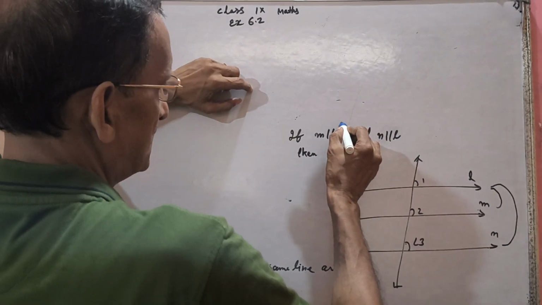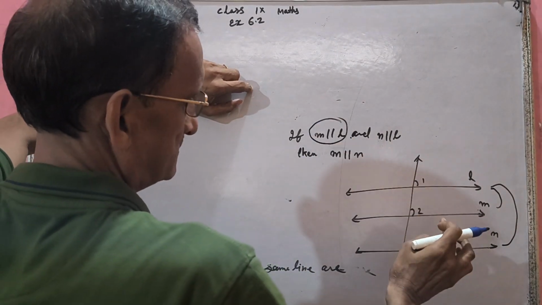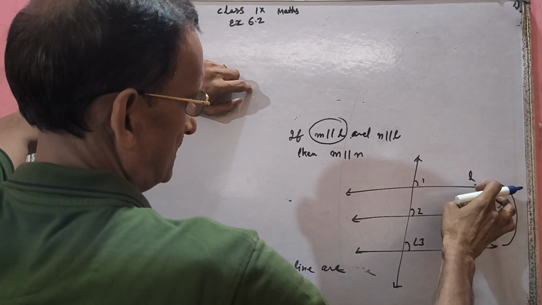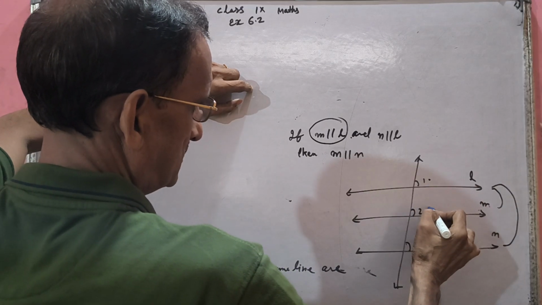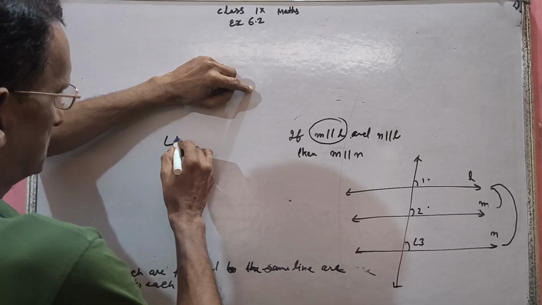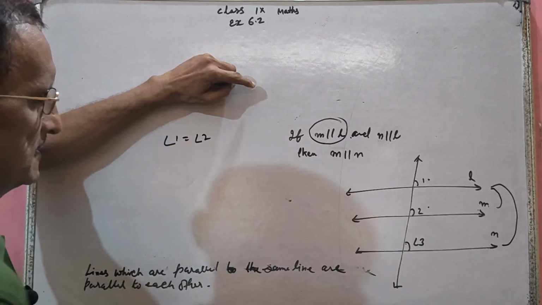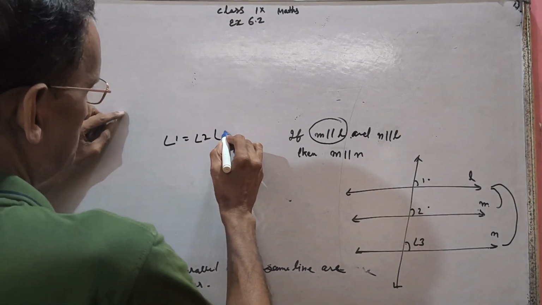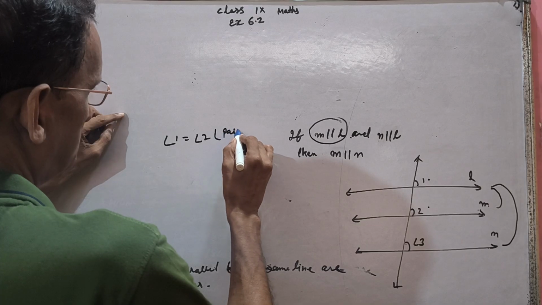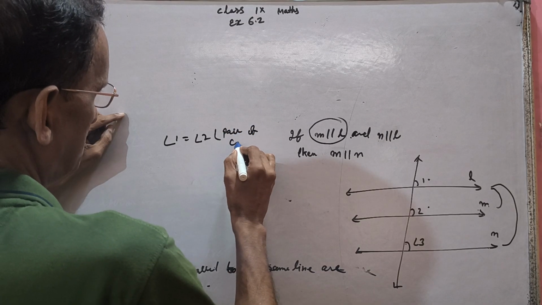First, what is given? M is parallel to L. If M is parallel to L, then angle 1 will be equal to angle 2. Why? Because they are a pair of corresponding angles.